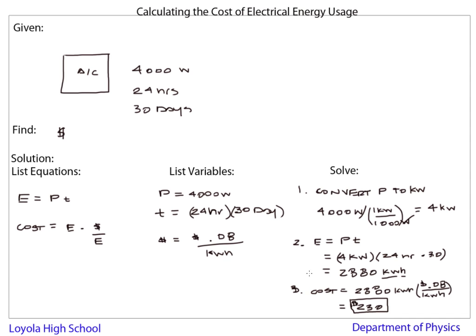So to calculate the cost for electrical energy, it's a three-step process. Convert the power to kilowatts, multiply by time. Energy equals power times time. We do this in hours though. And then we multiply by the rate at which we're charged. In this case, 8 cents per kilowatt hour, which comes out to about $230.